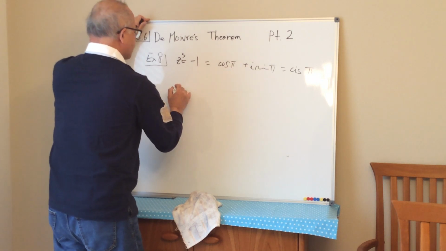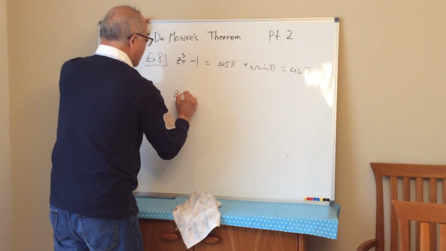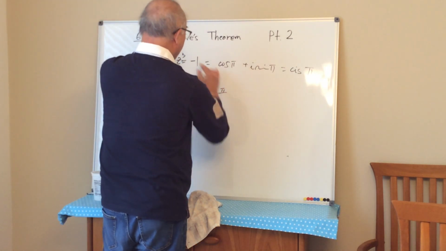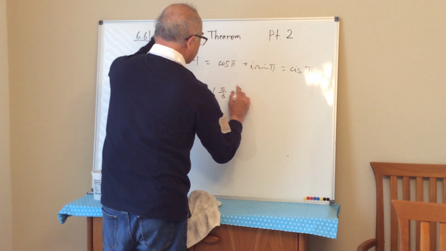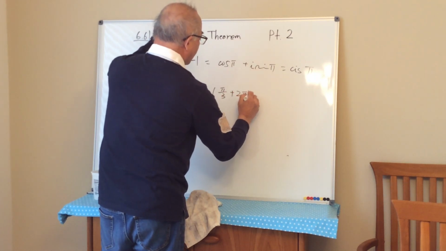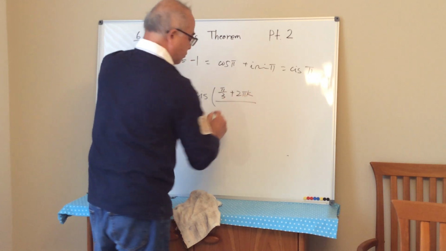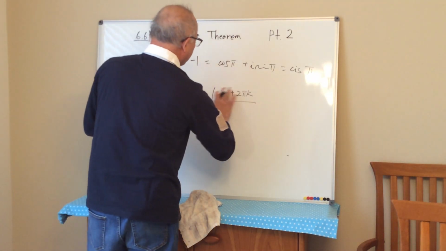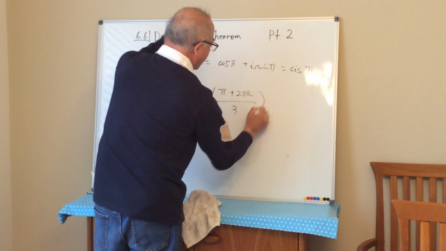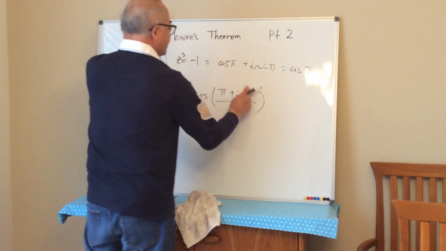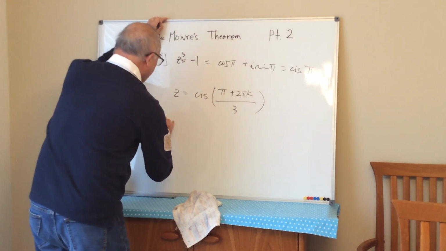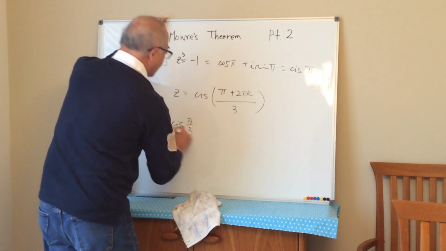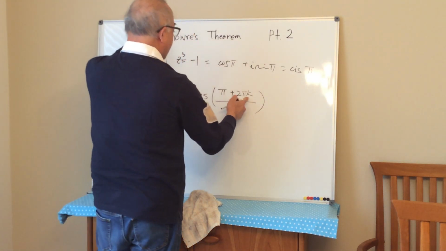So let's go ahead and we're going to start with Z1 is equal to CIS pi over 3 plus 2 pi k. We start with pi over 3. We're going to go like that. So the first one is where k is equal to 0. So I'm going to get CIS pi over 3. Nothing more than that.